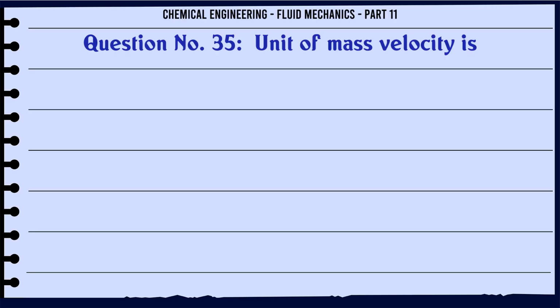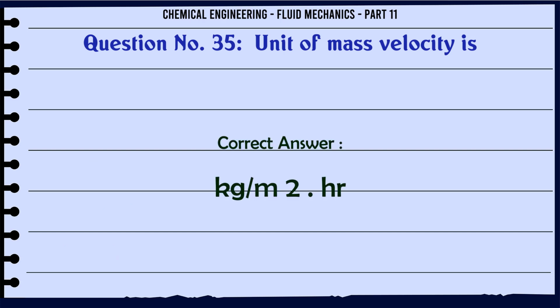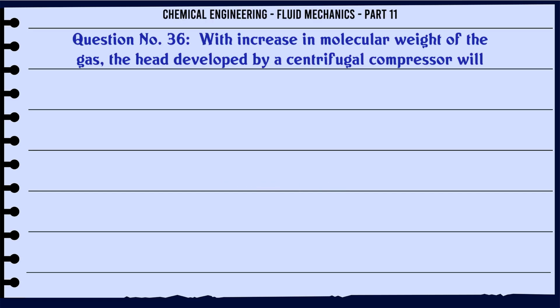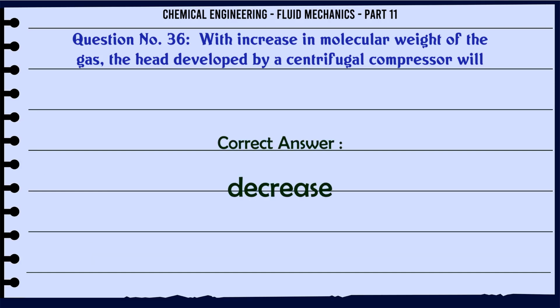Unit of mass velocity is A. kg/h, B. kg/m²·hr, C. kg/m², D. kg/m³·hr. The correct answer is kg/m²·hr. With increase in molecular weight of the gas, the head developed by a centrifugal compressor will A. decrease, B. increase, C. remain same, D. unpredictable. The correct answer is decrease.